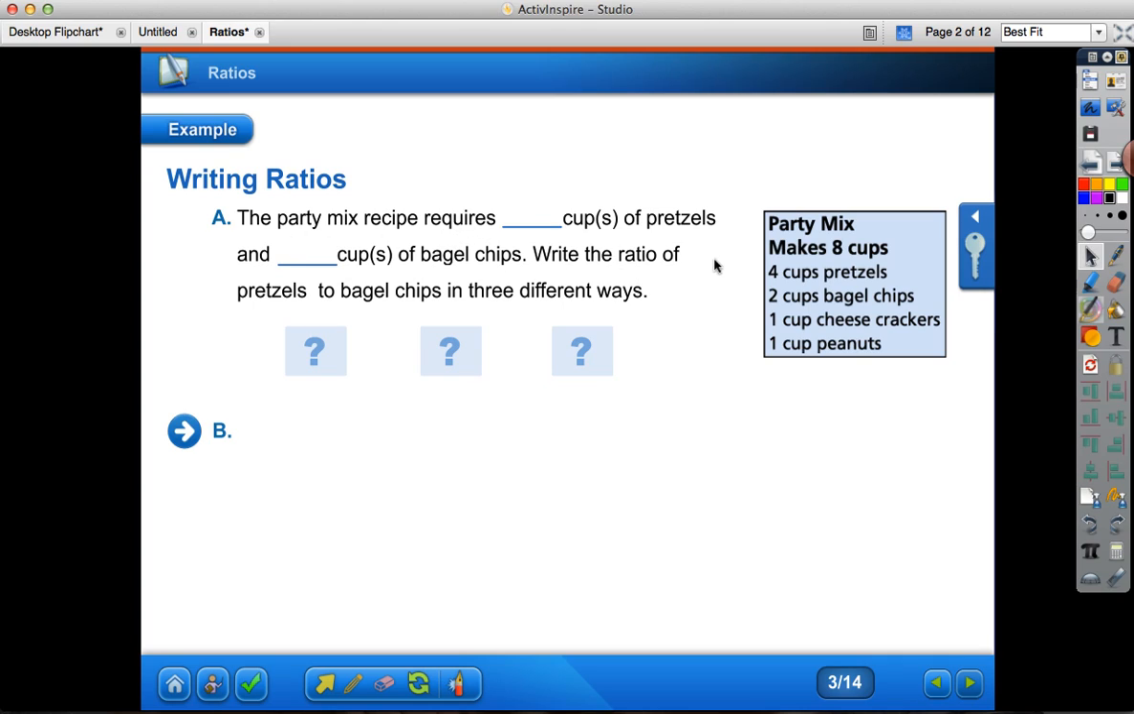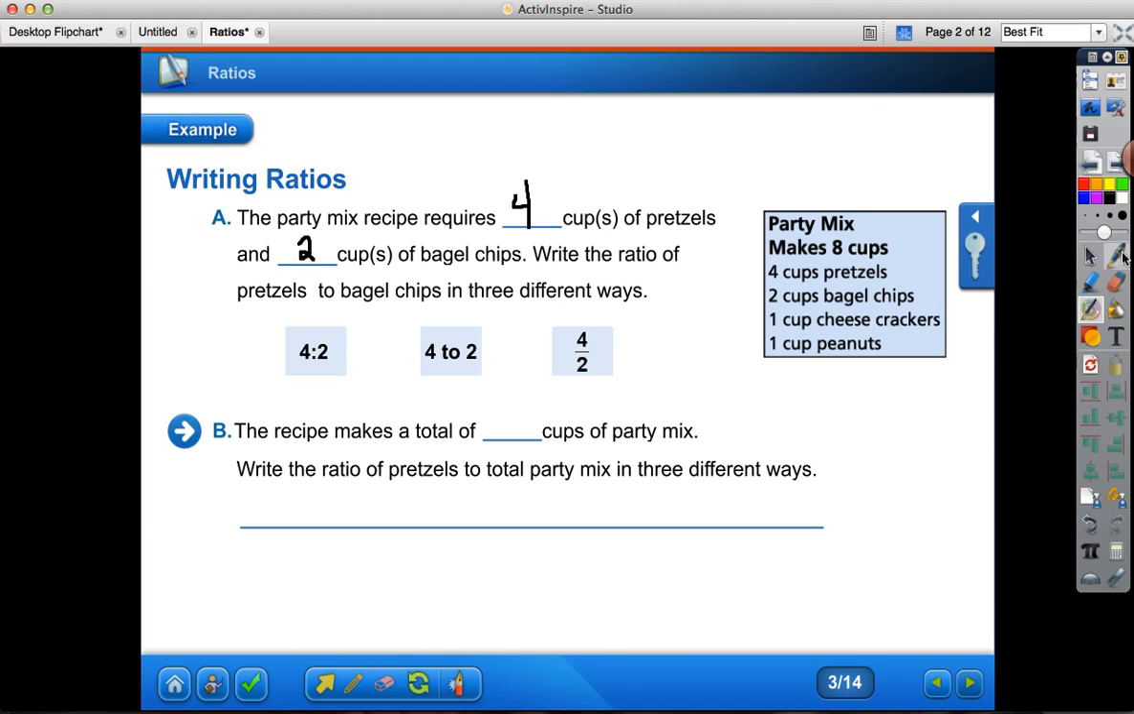The party mix recipe requires how many cups of pretzels? Well, we look and we see that it's 4. And we know that it also needs 2 cups of bagel chips. Okay, this is important to know because when we try to write the ratio of pretzels to bagel chips, we need to know how much is being used. So we can write the ratios in 3 different ways. The first, using a colon, so we would write 4 to 2. The second way, using words, so 4 to 2. And the third way, using that fraction bar, so 4 to 2.